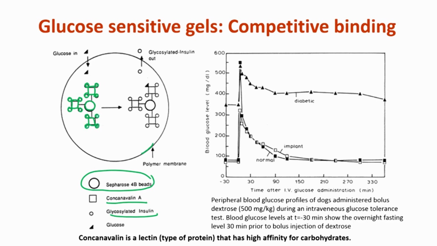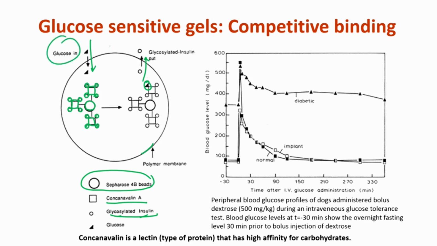Now, if glucose is high in the serum, so the body needs some insulin, then more and more glucose will come into this. As the glucose comes in, it competitively binds to the site on the lectin, replacing the glycosylated insulin and kicking it out. The insulin then comes out into the system to decrease the blood glucose level. So, very similar to the previous example, this is a self regulated system.